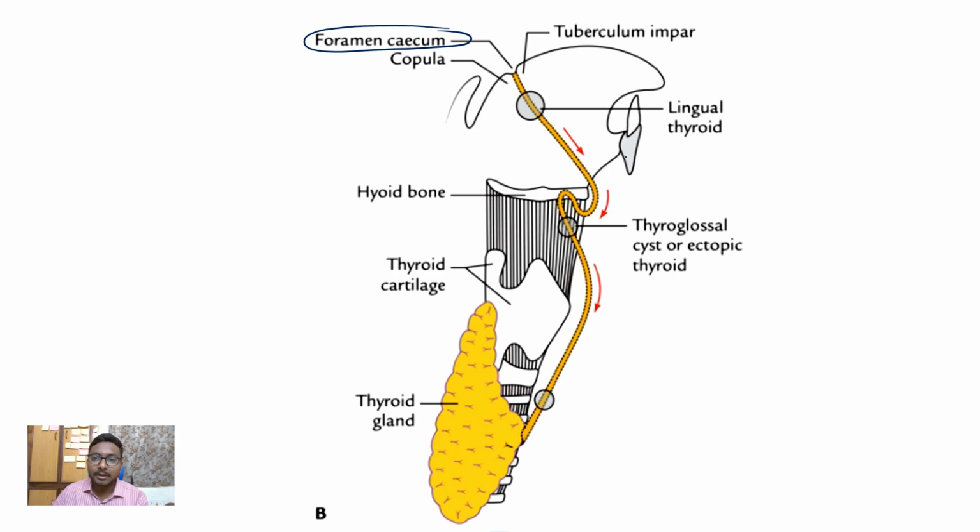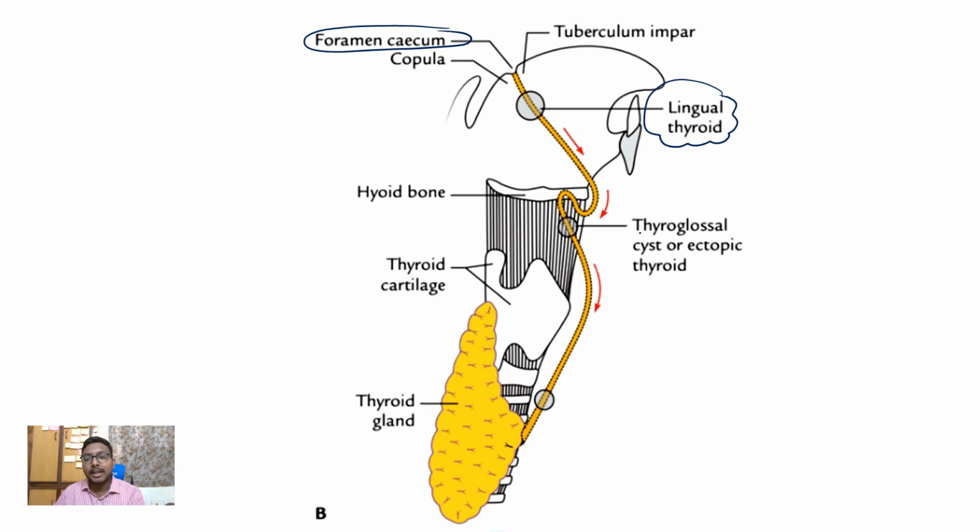Now, what will happen if there is any patency of the thyroglossal duct? Among the abnormalities during embryology, sometimes there can be arrest of this descent at the level of tongue itself. In such cases, the patient will present with a swelling at the level of base of tongue. That is called lingual thyroid. I'll show you the picture in the subsequent slide.